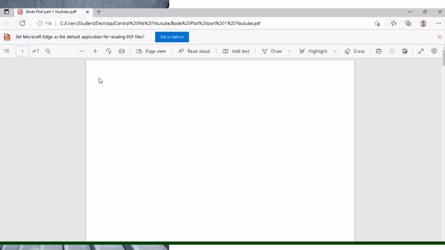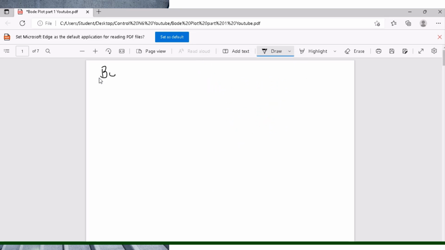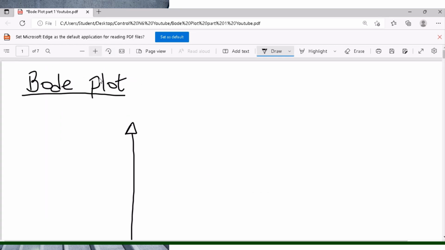Alright, so first let me introduce the Bode plot. Don't worry, in the future I will try to use a dark background so that I can use a white pen. It will be clearer, but for now, let's just get used to what we have here.